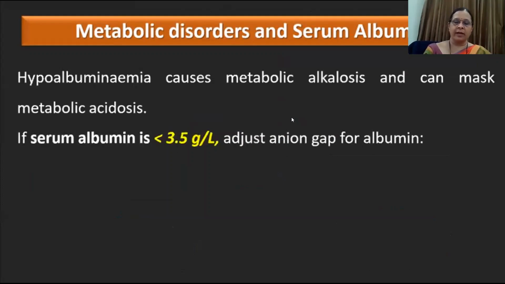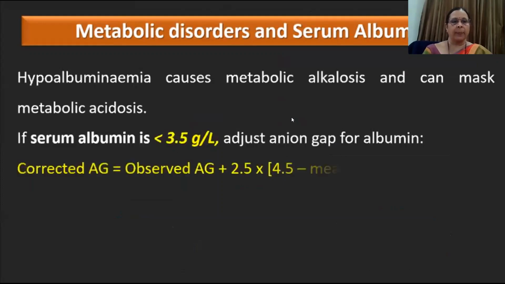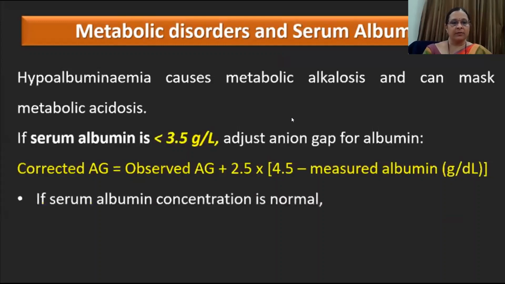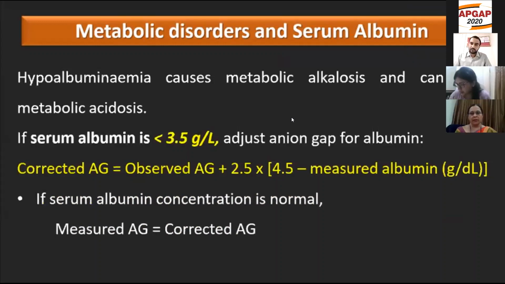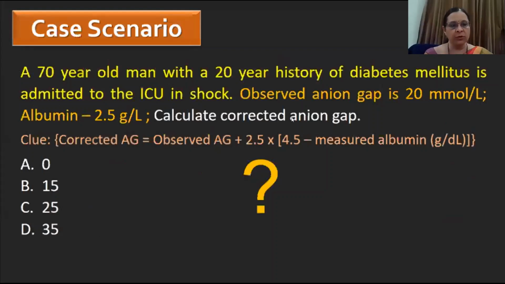Remember the calculation for anion gap that we had earlier? So if serum albumin is less than 3.5 grams per deciliter, we will correct anion gap for albumin. So they came up with this, saying corrected anion gap is equal to observed anion gap plus 2.5 multiplied by 4.5 minus measured albumin in grams per deciliter. So see, we can correct that. If serum albumin concentration is normal, measured anion gap will be equal to corrected anion gap. So we now have a calculation to work with.